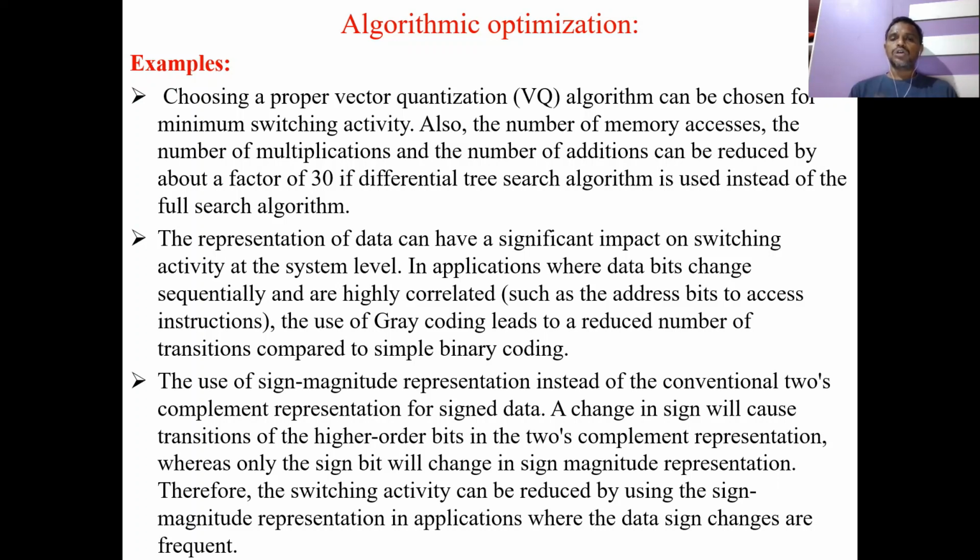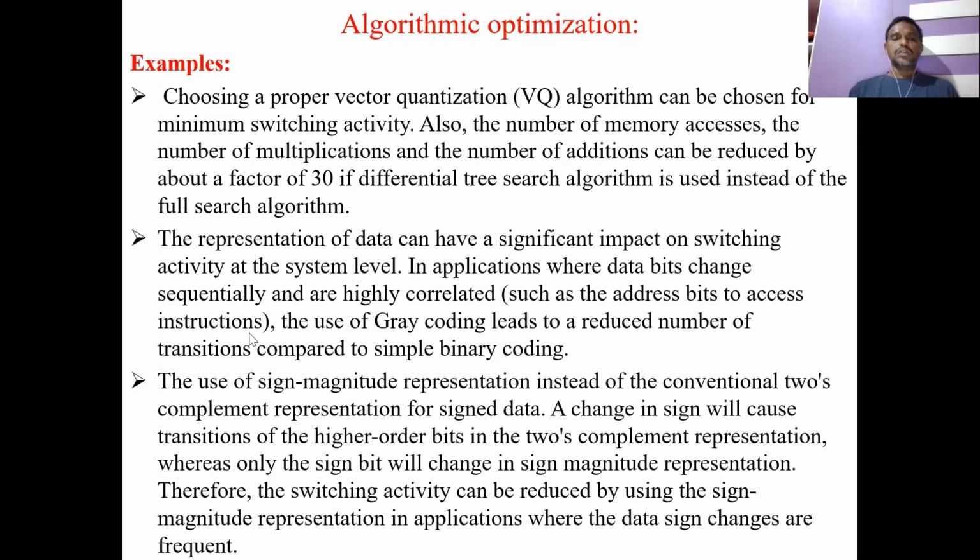So here also, for data representation, the proper selection of representation is very important. If you compare binary code and gray code, binary code has more bit transitions as compared with gray coding. So if you use gray code, we can optimize the switching activity as compared with binary coding.